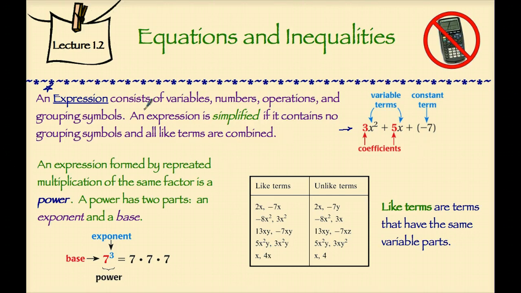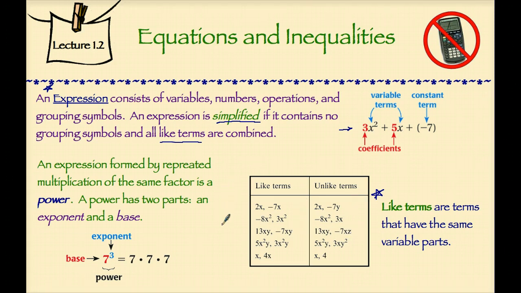Going back to this definition, an expression is simplified if it contains no grouping symbols and all like terms are combined. Well, this raises the question, what are like terms? Like terms are terms that have the same variable parts, and it is important for us to be able to discern what terms are like and therefore can be combined, and what terms are unlike and therefore cannot be combined. So in this box there are some examples of like terms and unlike terms.